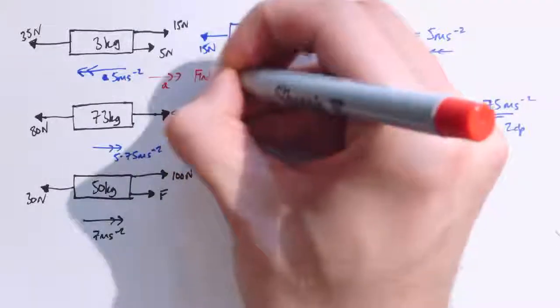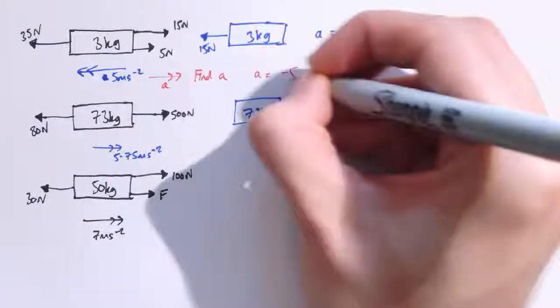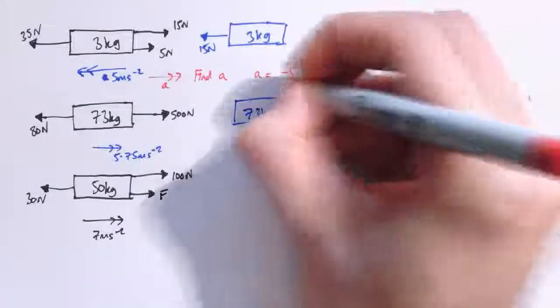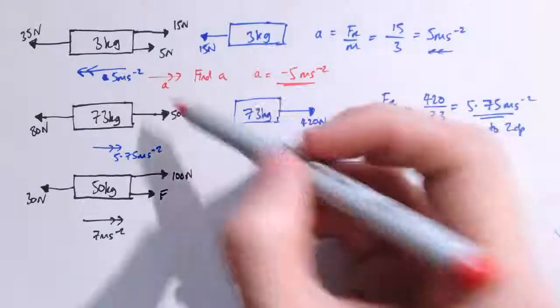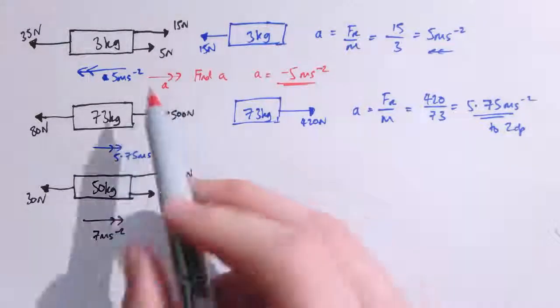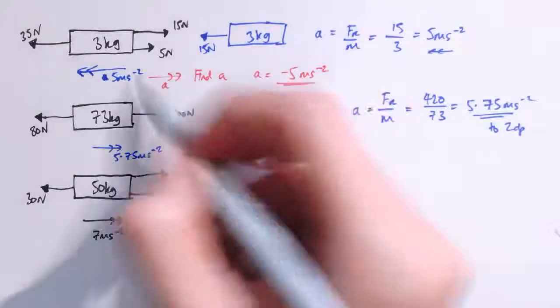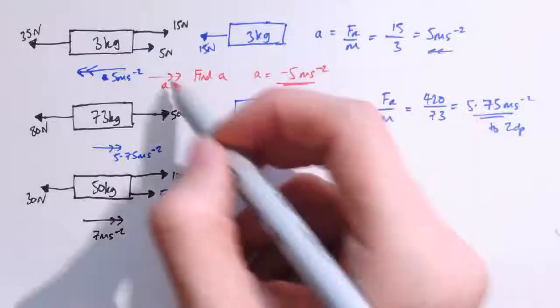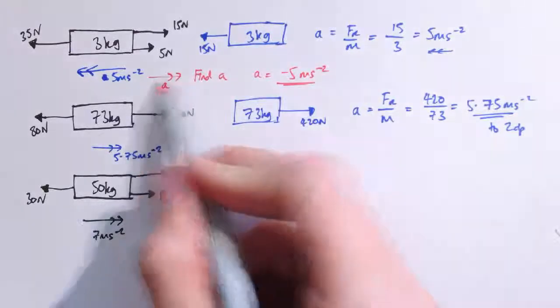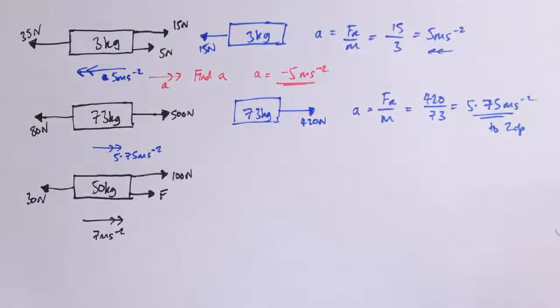And actually if the question had been labelled here in the top one, say like this, and it had said find a, the answer would be that a is equal to minus 5 meters per second squared, because the acceleration is actually going in the opposite direction to the way that it's shown in the diagram. So there's no sense in which one direction has to be positive and the other has to be negative, but it's just relative to whichever way you label it. So if you label it that way, this one's going to be minus 5, and if you label it the other way it's going to be plus 5.